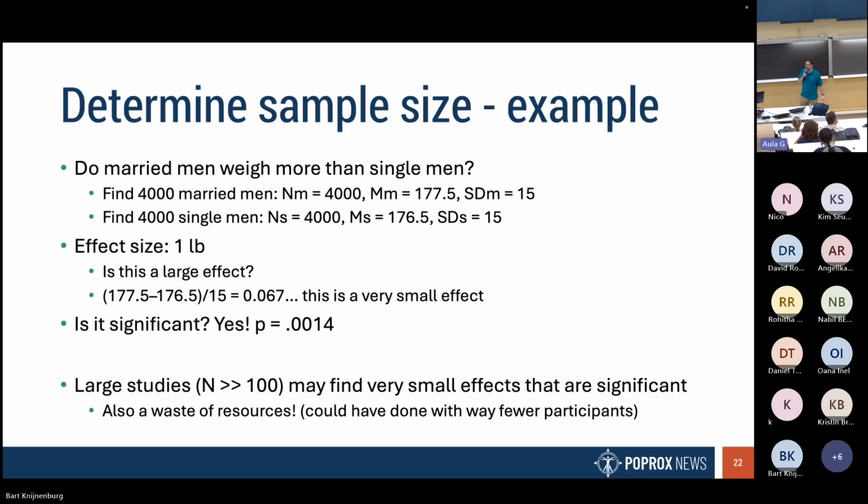Is that paper going to get accepted? Probably not, because it's just a 1 pound difference, right? Does it really matter? Maybe medically there's some value to it. But the idea here is that the larger your sample size becomes, the more likely it is that you will find a significant effect anyway, even if you have really tiny effects. So this is a waste of experimental resources, right? So finding that balance, that's a power analysis.